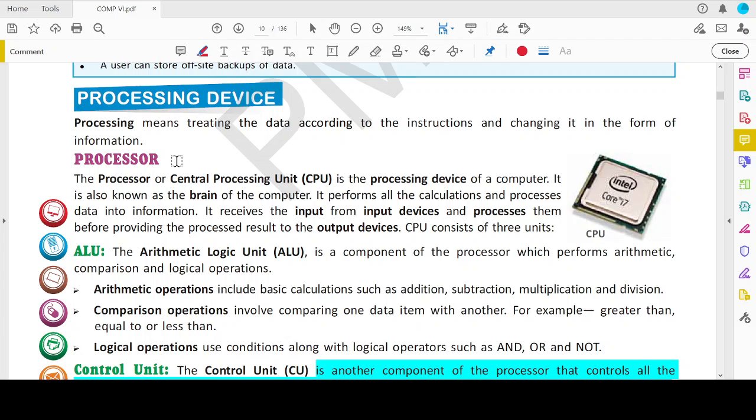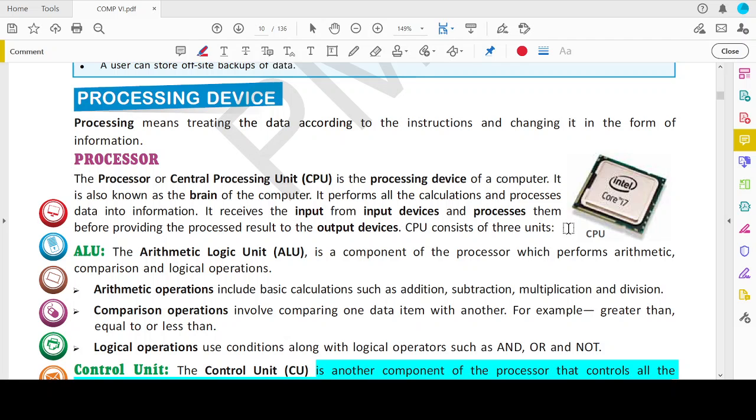So who does that processing in the computer? The processor does that processing. And the processor is referred to as the central processing unit. It is within the system unit, or fitted on the motherboard of the computer, right? It is also known as the brain of the computer and performs all calculations and processes data into information. It receives the input from input devices and processes them before providing the processed result to the output devices.